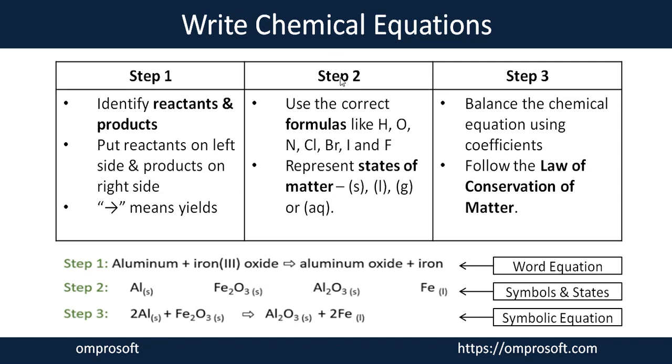In the second step, we need to mention the correct formulas of the reactants and the products. Like in the reactants, if we mention hydrogen, we should know the hydrogen symbol is H, oxygen is O, nitrogen is N, and chlorine is represented by Cl. So we should know the proper formula representation of the reactants and the products, which we use in the second step.